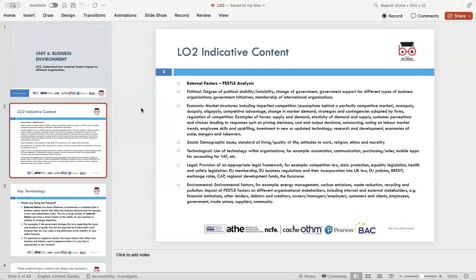So today we will discuss external factors, the PESTLE analysis you might have heard before, which basically examines the level of political influence. There are five main things we discuss in external factors: political, economic, social, technological, and legal environment. I will go through all of them one by one.